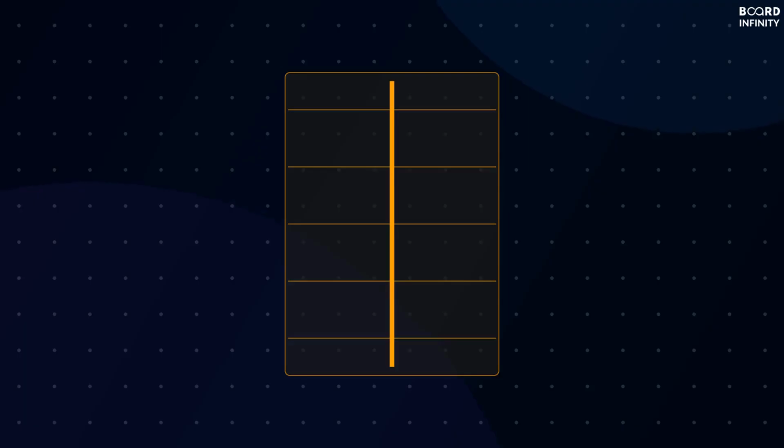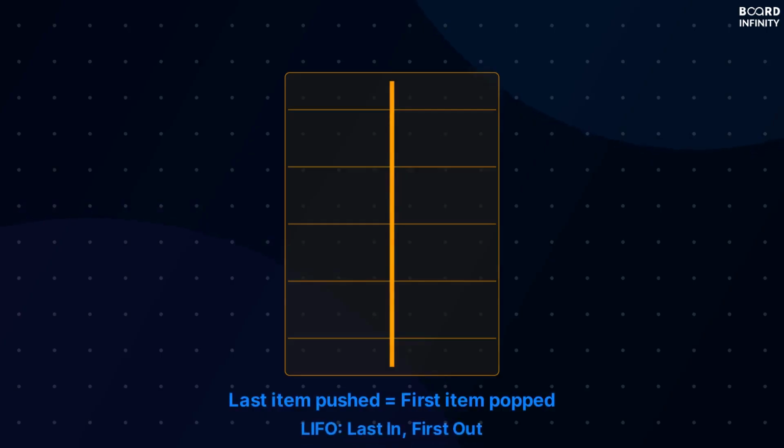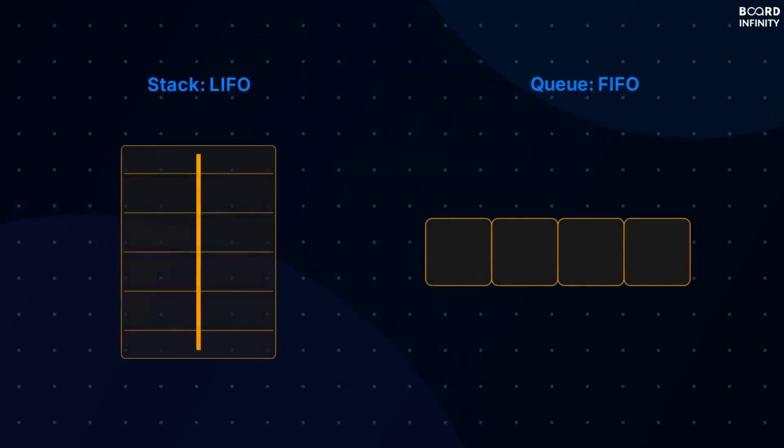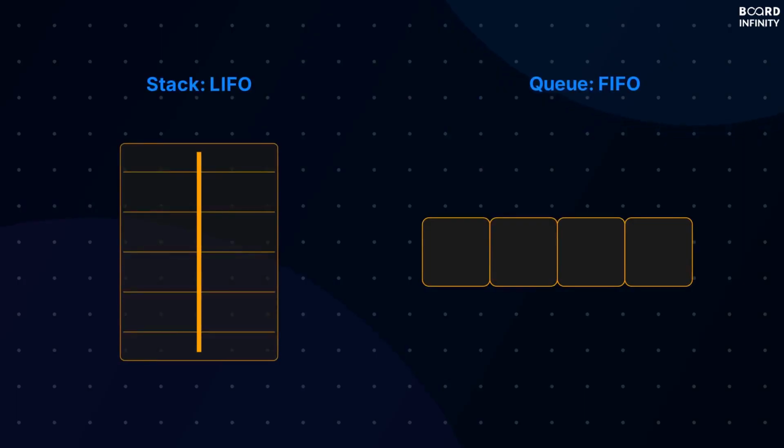This fundamental behavior is precisely articulated by the equation: last item pushed equals first item popped. This mathematical statement encapsulates the entire principle of LIFO, or last in, first out. While stacks are governed by the LIFO principle, another essential data structure, the queue, operates on a different but equally important rule: first in, first out, or FIFO.